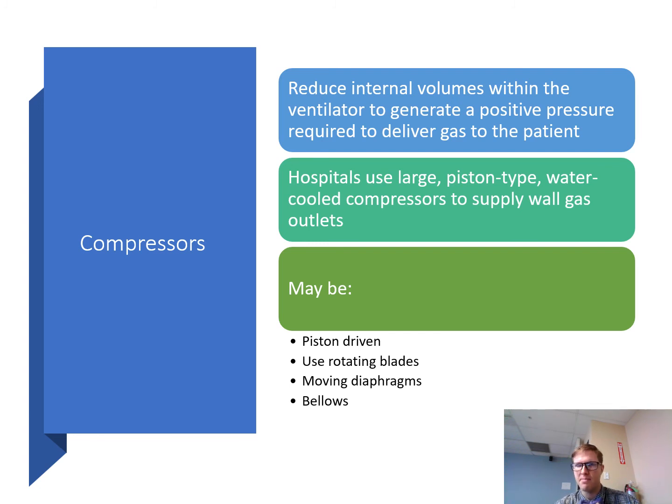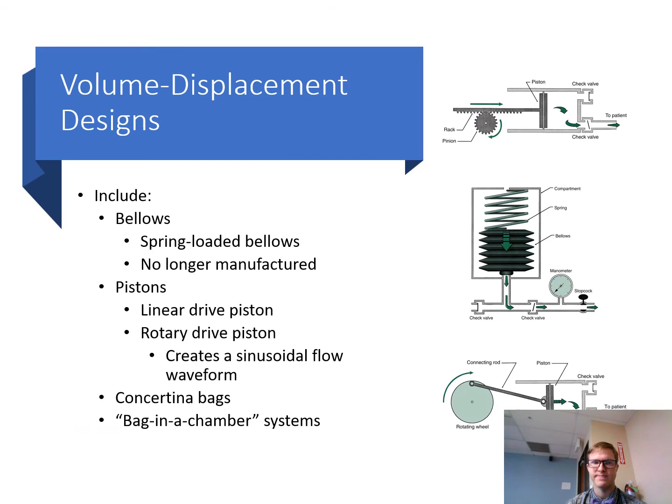So they can be driven by a piston, right? They can use rotating blades. They can use rotating or moving diaphragms or bellows. Hospitals use large pistons to help pressurize the gas system as well when we were talking about these. So there's a lot of different types of compressors that can be built in there, but it helps the gas to still be delivered to the patient. In the event of an outlet gas failing, then we can still deliver that gas to the patient. So compressors are very valuable in our treatments.